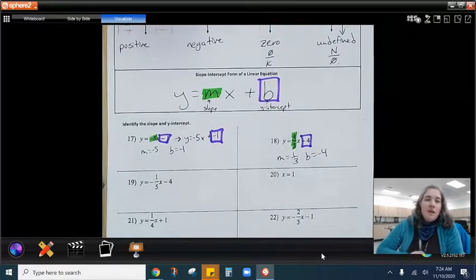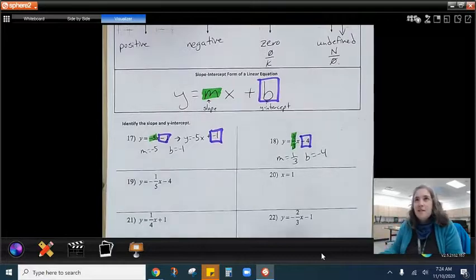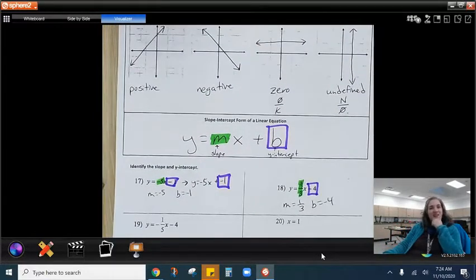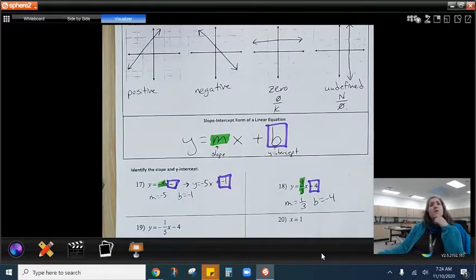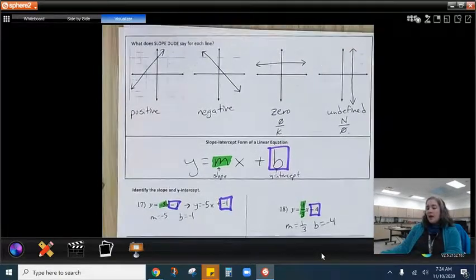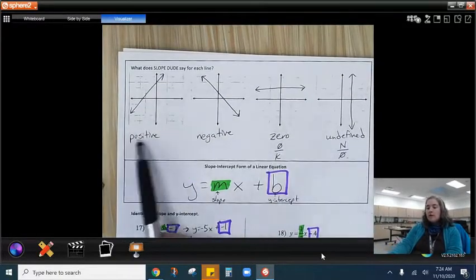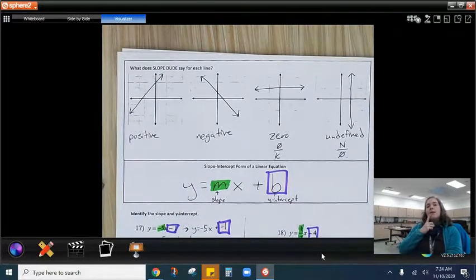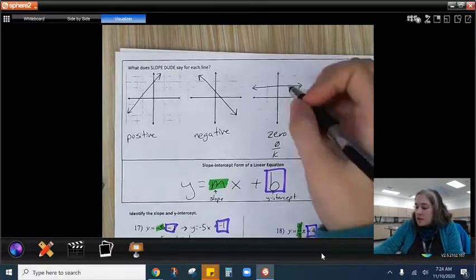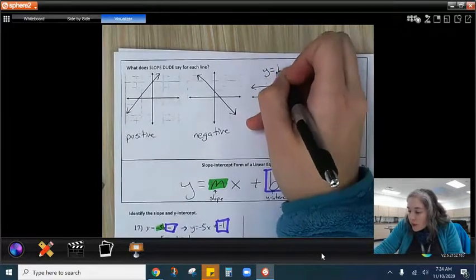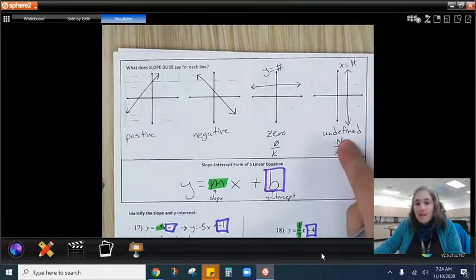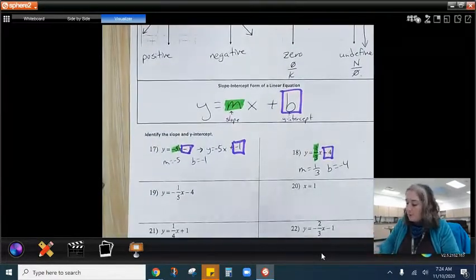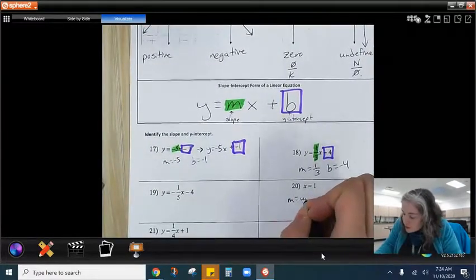For number 20, this one's a little tricky because it's x equals 1. Well, this is a y equals equation, not an x equals. So I don't even know my slope, do I? Wait a second, let's look back at the top here. One of these had an x equals equation. Do you remember which one? This one's touching the y-axis, so this was a y equals some number. This one is an x equals a number. It's undefined. So I do know my slope. My slope is undefined.